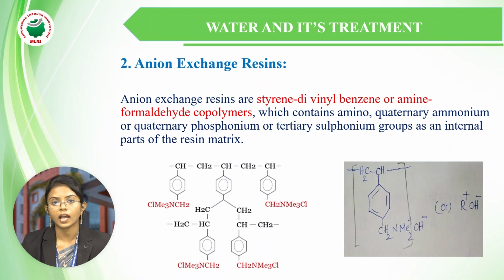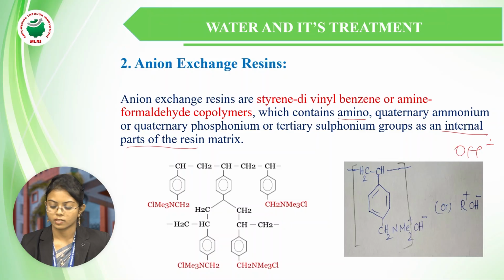One more we have is the anion exchange resin. These resins are styrene divinyl benzene or amine formaldehyde copolymers, but this contains the amino or quaternary ammonium or quaternary phosphonium or the sulfonium groups as the internal parts of the resin matrix. So the ion exchange resins are made like this, and this is the structure, and it is capable of exchanging the OH minus ions.